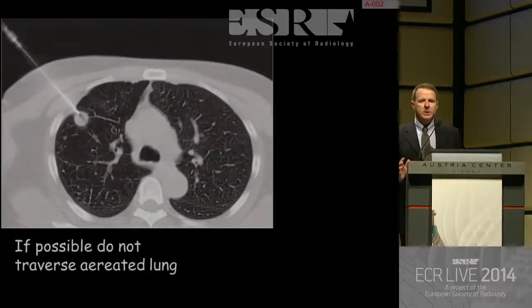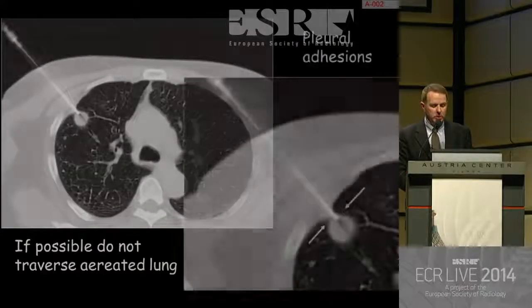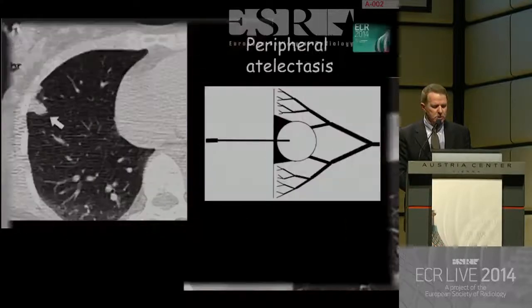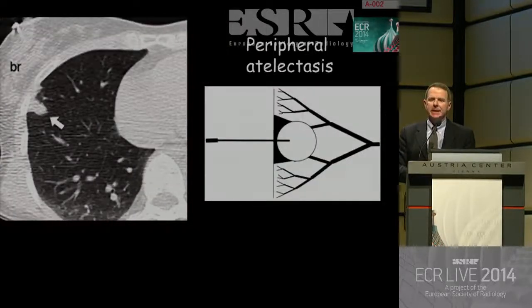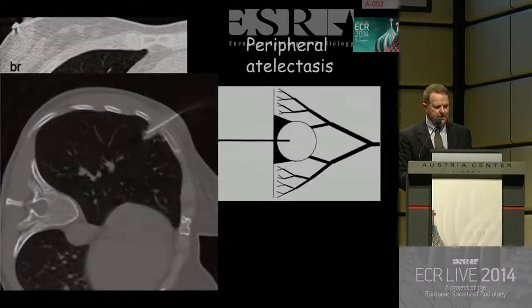Okay? If possible, try not to traverse the pleura. Wait a second. The lung is surrounded by pleura. Well, use some tricks. Use, if possible, pleural adhesions. Use, if possible, peripheral atelectasis at the periphery of a nodule. Remember that even if you don't go through the atelectasis, the areas of aerated lung close to the atelectasis are not so well aerated. So the risk of pneumothorax is less if you go close to the atelectasis, if you're not able to go through the atelectasis. Okay?